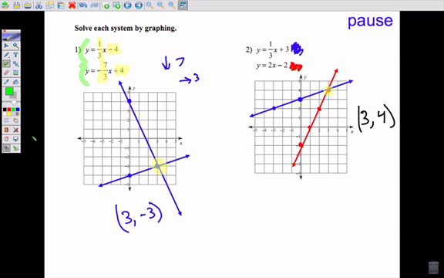Alright, so hopefully you were able to do most of, if not all of those on your own. We'll go ahead and go through the answers real quick. Looking at number 2, this top one is our blue line, the bottom one is our red line. They meet right here at 3, 4.